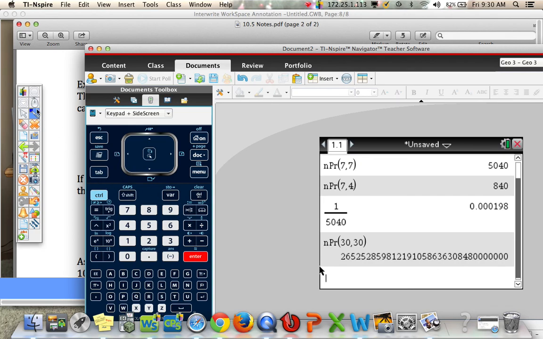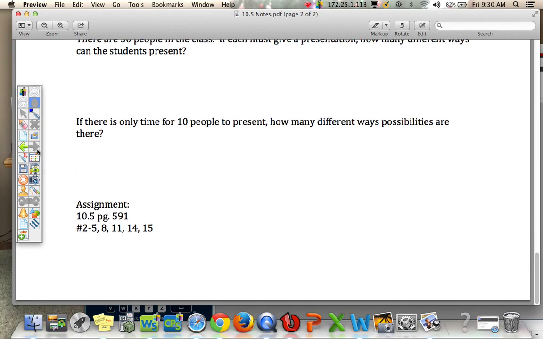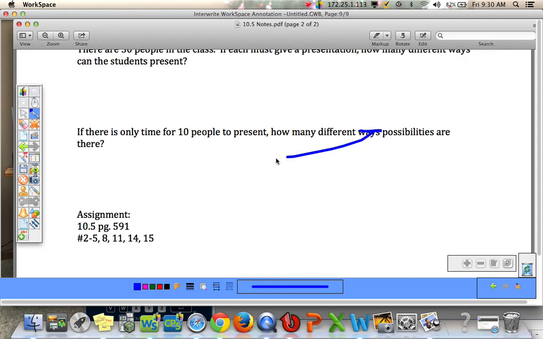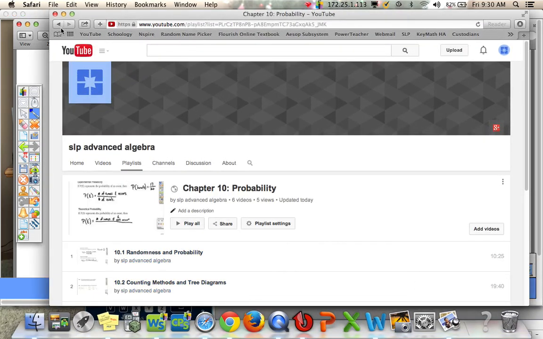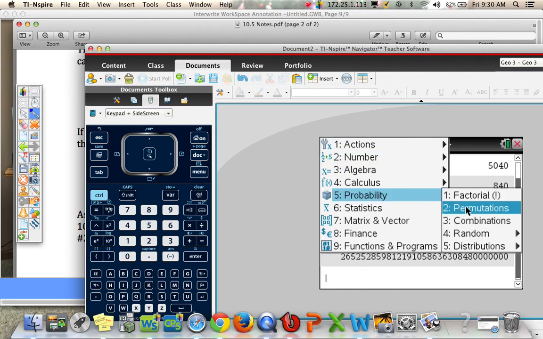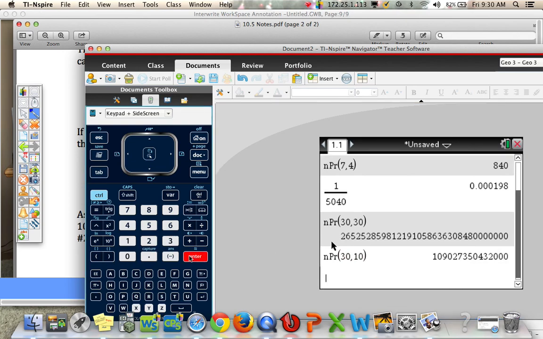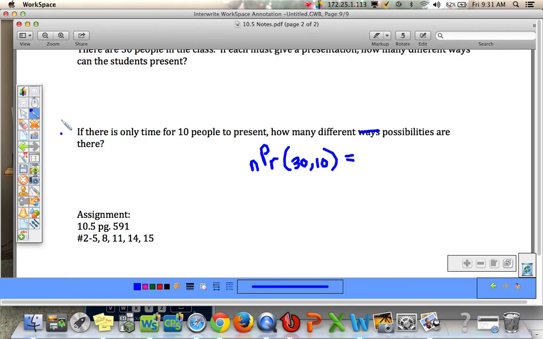If there is only time for 10 people to present, how many different possibilities are there? So again, it's a permutation, NPR, and out of the 30, we are choosing 10. And oops, this is not the right thing. So we will have, again, NPR, and out of 30, we want 10 people to present. So you can see the number is still really big, but a lot smaller than having all 30 present. So your assignment will be to practice permutations when order matters.